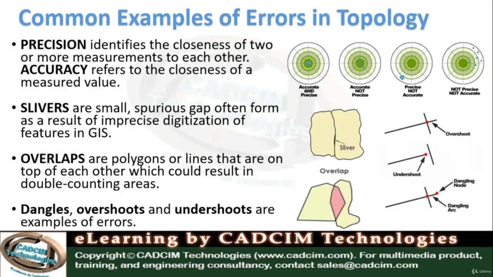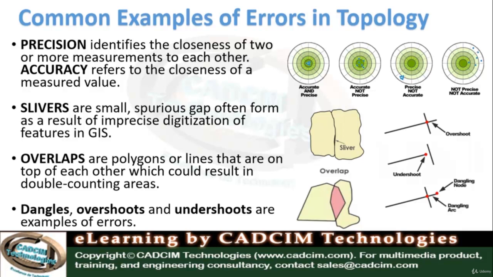In topology, there are lots of errors. So some of the common examples of errors are here. First example, we have precision and accuracy. Precision identifies the closeness of two or more measurements to each other. Accuracy refers to the closeness of the measured value. An example diagram is given here, as you can see.